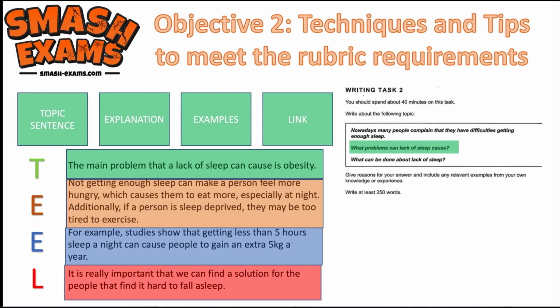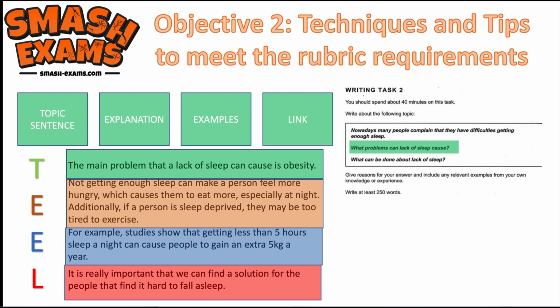Finally, it is really important that we can find a solution for the people that find it hard to fall asleep. Okay, and again, this links to the next paragraph, which is going to be about solutions, as we can see from the plan earlier. And also it links to the topic sentence. Using a structure like this will help you make sure that there's a logical organization and every paragraph has a clear idea. It is literally in the rubric that you need to do this, and it is worth 25% of your band level.